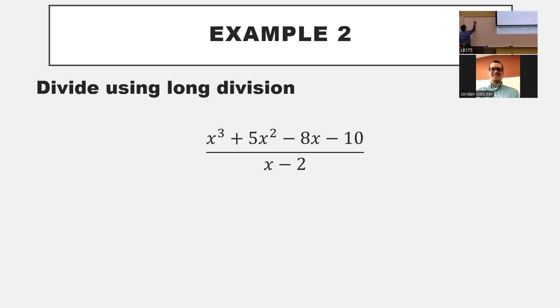I'll do this just once through long division. I'll show you what we get there. So we go x minus 2 as my divisor, x to the third plus 5x squared minus 8x minus 10 as my dividend. And we use long division.